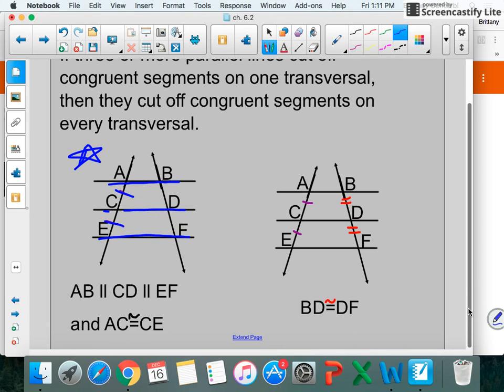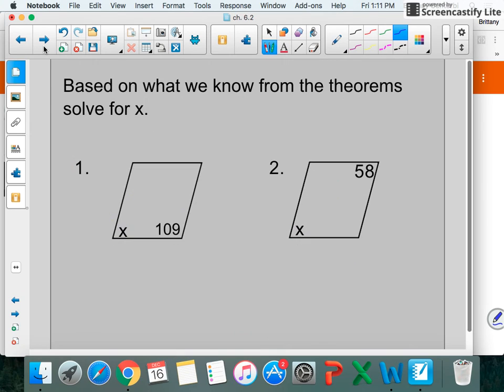But if you are given that, then what you can say is that any other transversal that goes through, so this transversal also goes through those 3 parallel lines, it's going to create those congruent segments like BD and DF. So we're going to look at some example problems with these theorems, and we're going to have to use the theorems and what they mean to help us solve the problems.